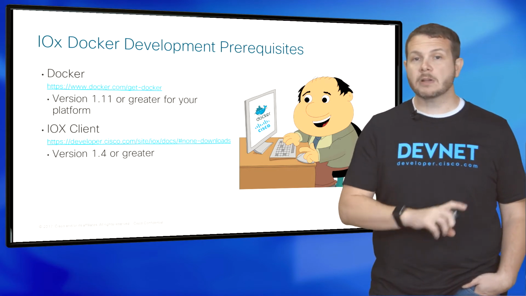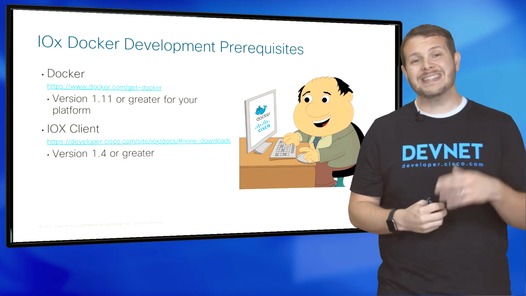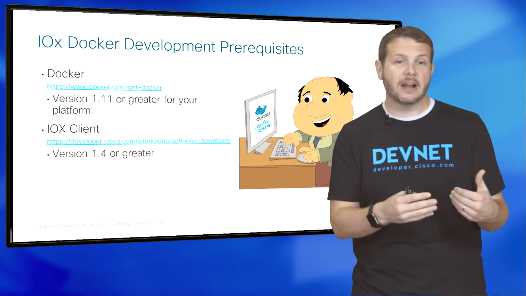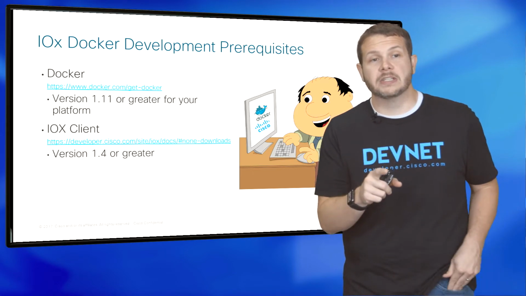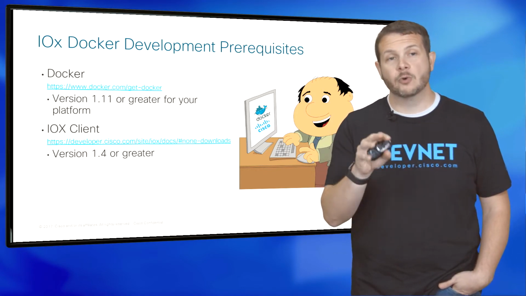Now, we do support multiple mechanisms for packaging up our applications with IOx, but the easy way to get started is with Docker. And we offer Docker tooling to convert Dockerized applications into something that can run with IOx. To do so, you'll need at least version 1.11 or greater for your platform.